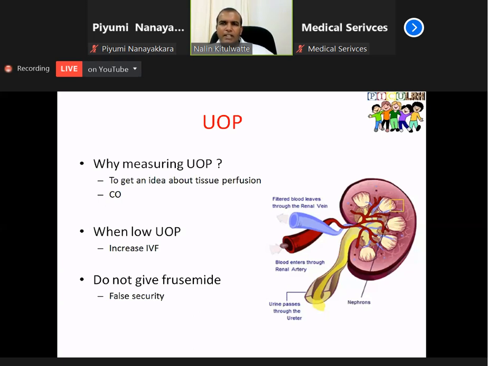If somebody says, Nalin, I had a problem with dengue and initially the urine output is low, now I have given some furosemide, now everything is all right. Now urine output is good. Am I happy? No, because I know this is due to furosemide. Now I have lost my very important monitoring parameter. So please don't do that. Whenever you have low urine output, increase IV fluid. Don't give furosemide. It gives you a false security.